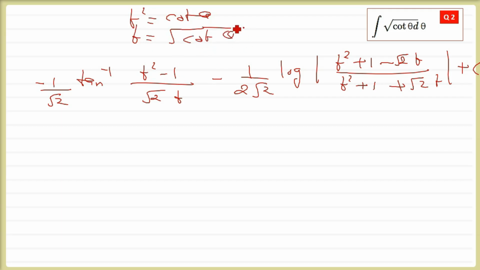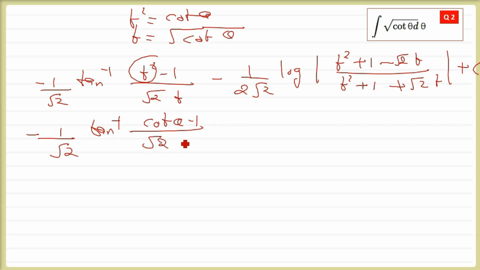Now we have to change this t term to the cot theta term. So negative 1 by root 2 tan inverse t square will be cot theta minus 1, this will be root 2 into t. T is what? Under root cot theta. Now this under root cot theta and under root 2 can be taken inside. Under root a into under root b is what? Under root AB. So under root 2 cot theta you can write.